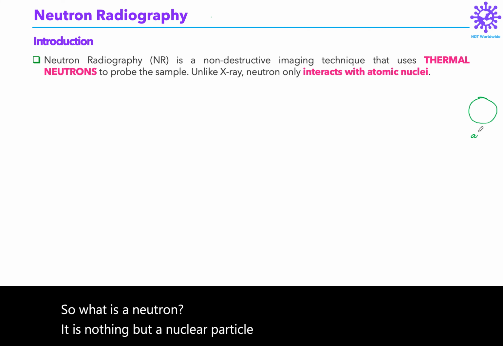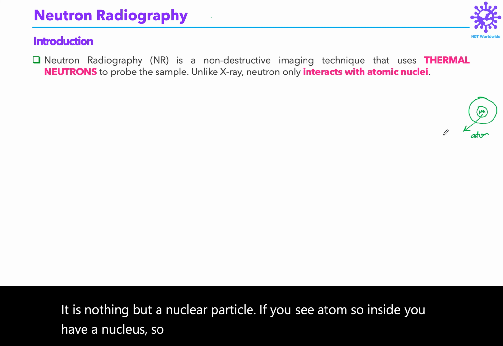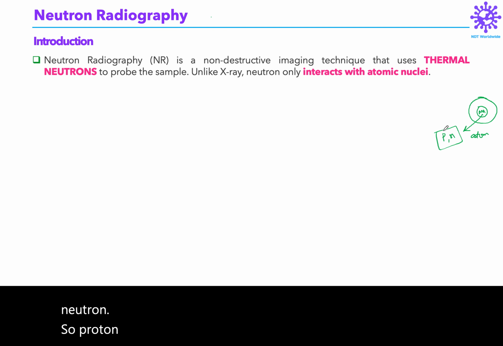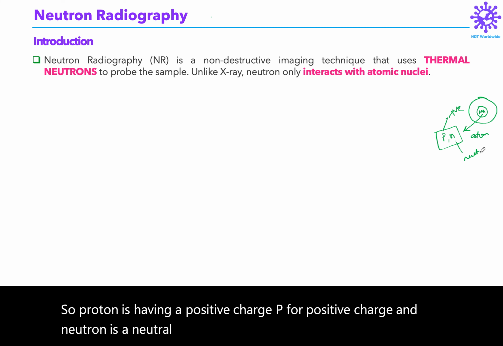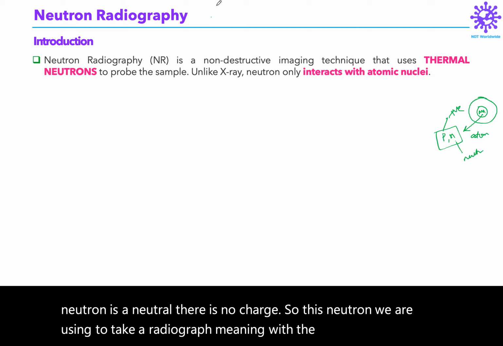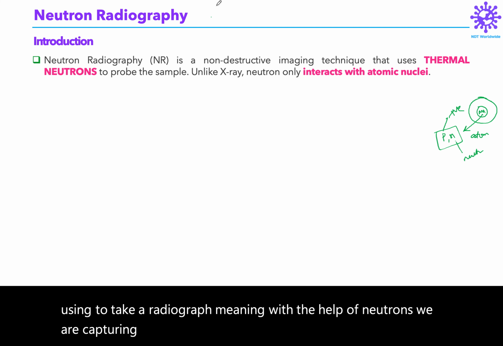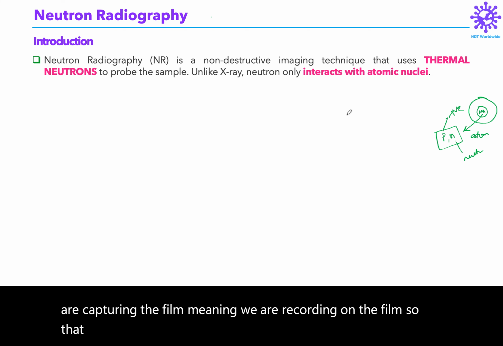If you see an atom, inside you have a nucleus. Inside this nucleus you have both protons and neutrons. A proton has a positive charge, P for positive charge, and a neutron is neutral. There is no charge. This neutron we use to take a radiograph, meaning with the help of neutrons we are recording on the film. That technique we call neutron radiography.